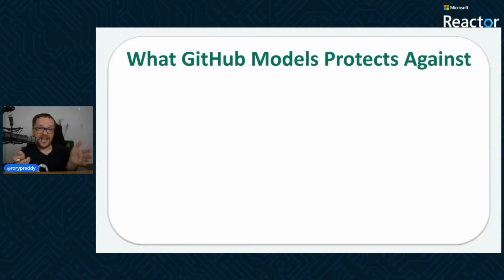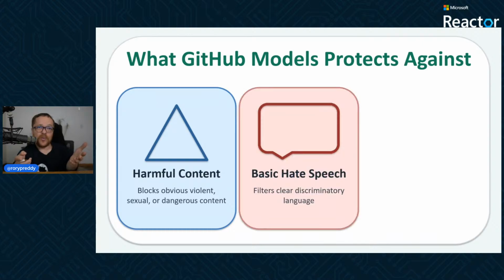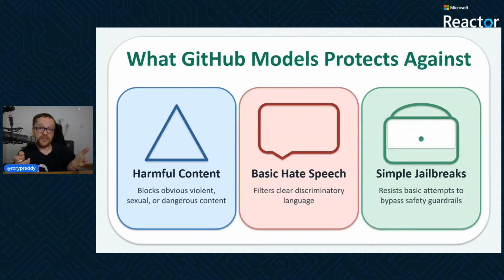So what does GitHub Models protect against? Now, GitHub Models is a very simple system meant to actually go in there and give you a taste for what Azure Models can offer. So as a result, we don't really give you as much filtering. What we give you is we block harmful content. We also block basic hate speech, and we block simple jailbreaks, which means you can kind of get away with a few things if you kind of press it.